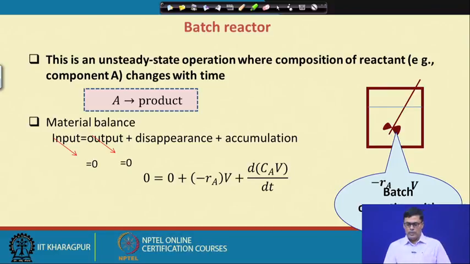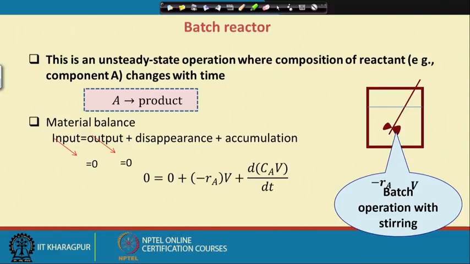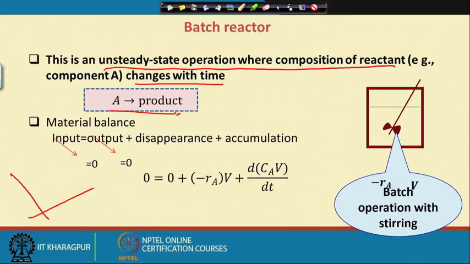Now first let me consider the batch reactor. In the batch reactor, we want to apply this same formula. Now what is a batch reactor? Batch reactor is considered an unsteady state operation, where the composition of the reactant keeps on changing with respect to time. Suppose there is a reaction A to product. So I can write CA with respect to time. It keeps on decreasing with respect to time. So at different times you have different CA values.